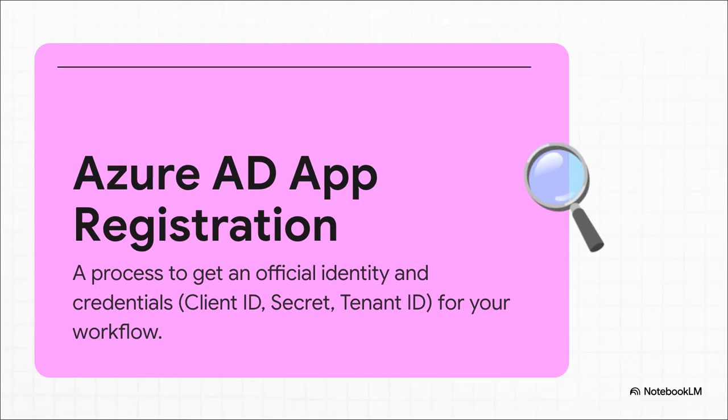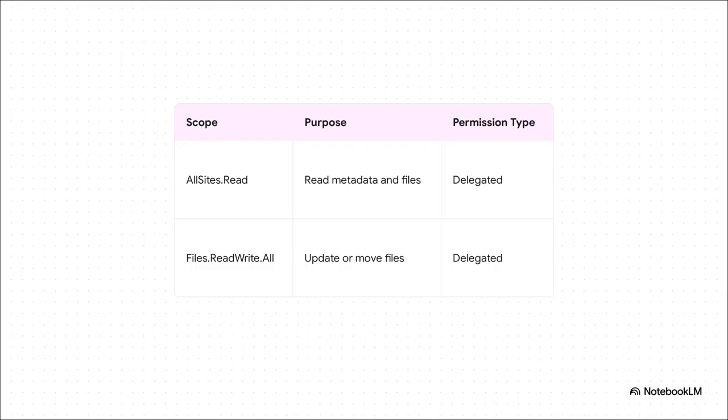So our entry point into the world of SharePoint is something called an Azure AD app registration. The easiest way to think about this, it's like giving your N8N workflow its very own official passport to get into the Microsoft ecosystem. This whole process gives you three crucial pieces of information: a client ID, a client secret, and a tenant ID. These are the keys you're going to use in N8N to set up a super secure OAuth 2 connection.